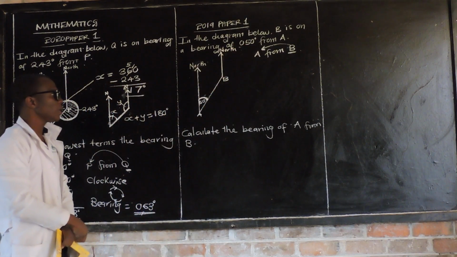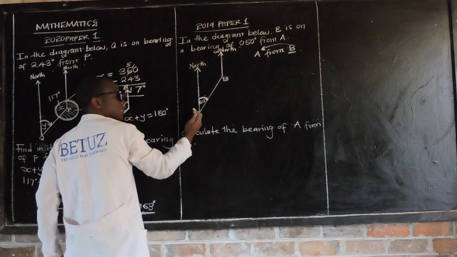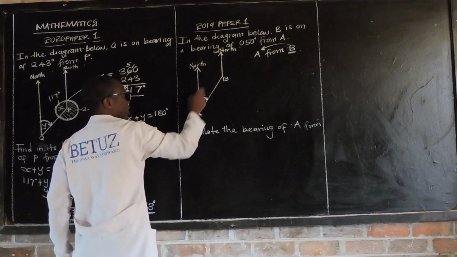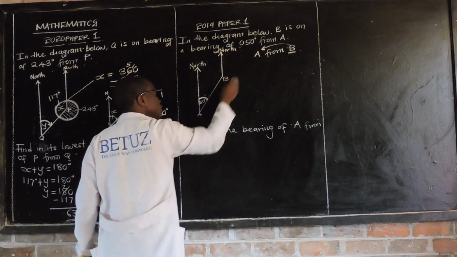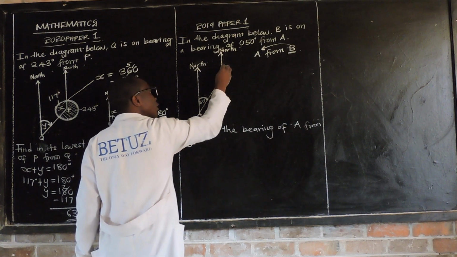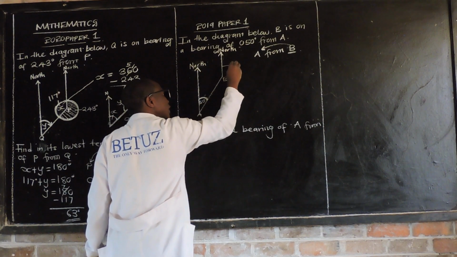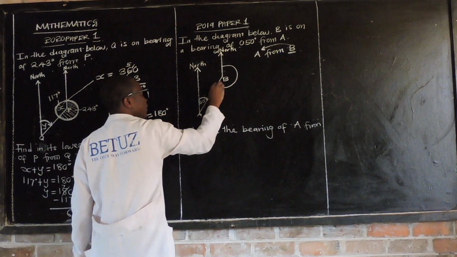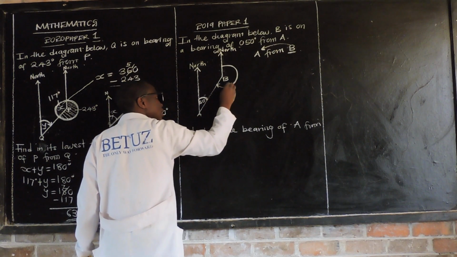Now, immediately you come up with a north from point B, you realize that the north at point A and the north at point B are parallel. So now, how are we moving? We are moving from the north of B going to point A, in a clockwise direction. We're going to move like this. This is the bearing we want, this amount of turning.